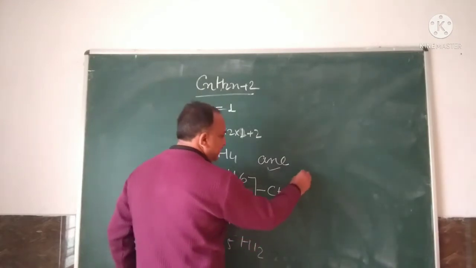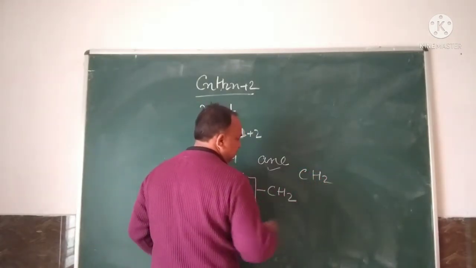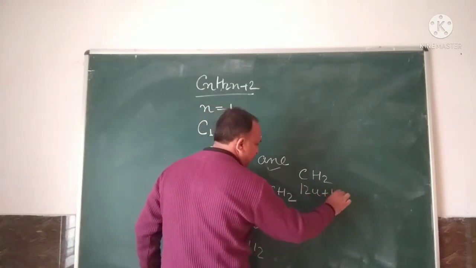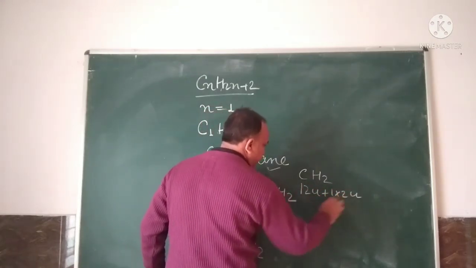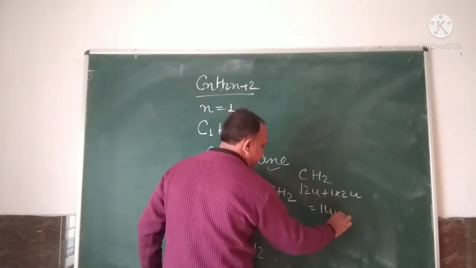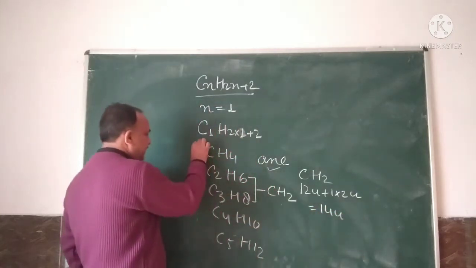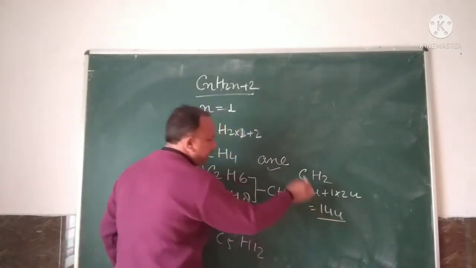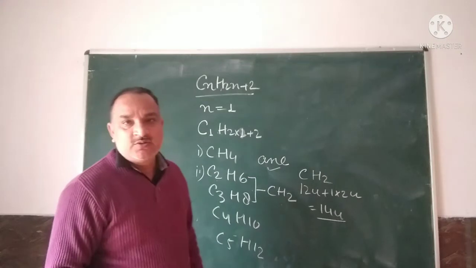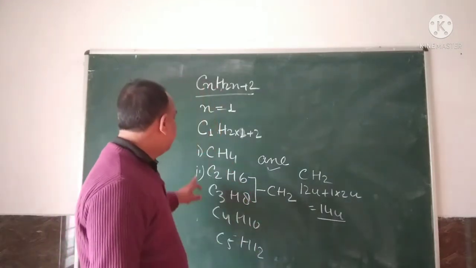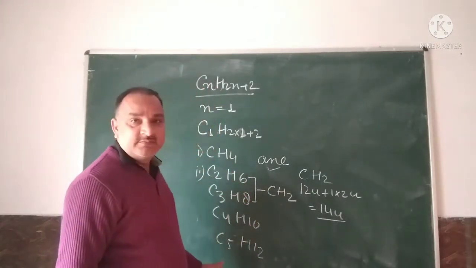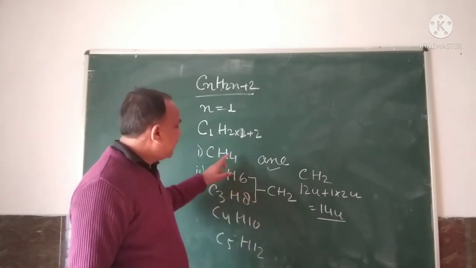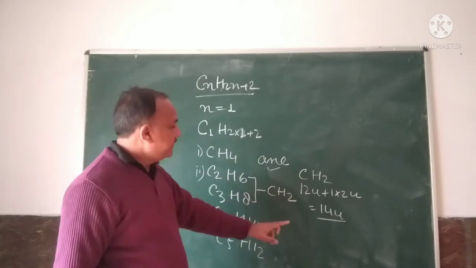Now we have CH2. Carbon is 12 units. Hydrogen is 1, multiplied by 2, that becomes 14 units. So the difference between the first and the second will be 14 units. In this way we have a kind of series in which we have the difference of CH2 and a molecular difference of 14 units.